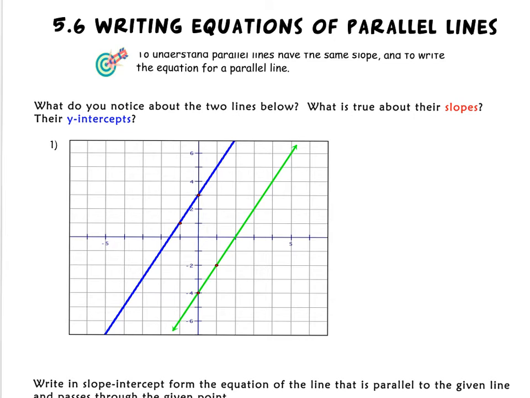They're running side by side. So the first question I have here is, what do you notice about their slopes? Okay, so if we find the slope of the blue line, it looks like we're going up 2 and over 1, so therefore our slope is equal to 2. And if we find the slope of the green line, it looks as though we're also going up 2 over 1, so its slope is also 2. So what do you notice about the slope of parallel lines? Well, the first thing that you should know is that parallel lines have the same slope.